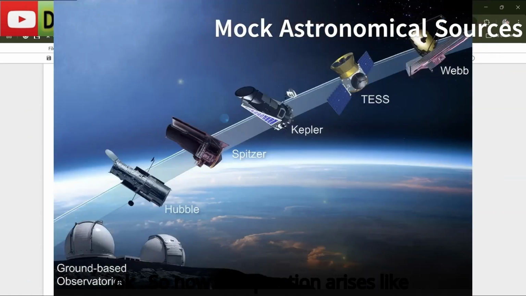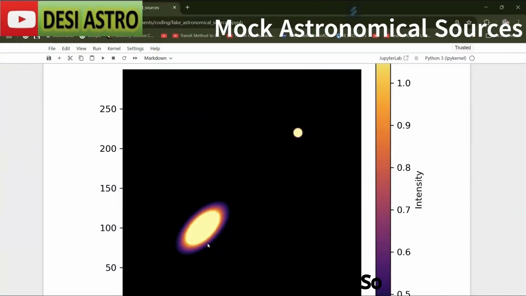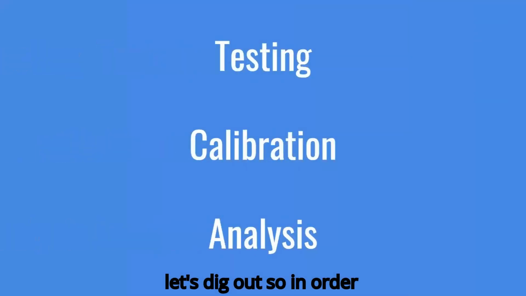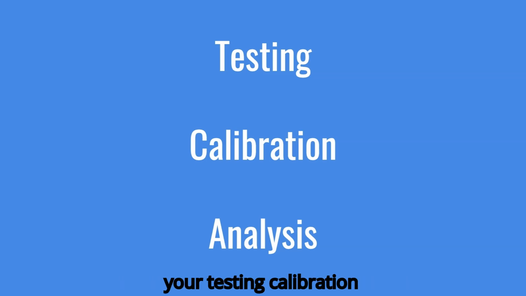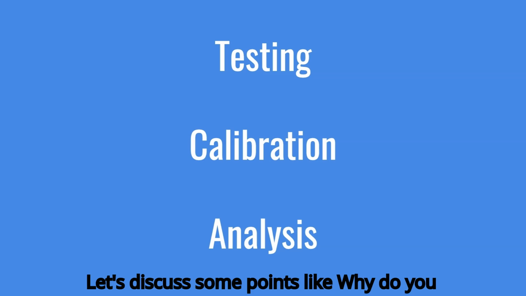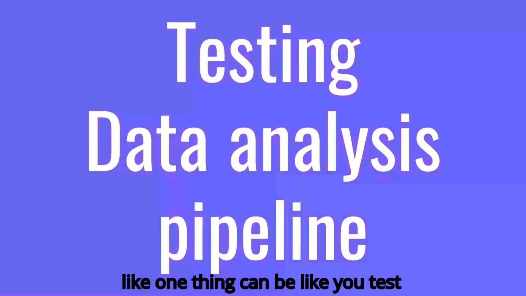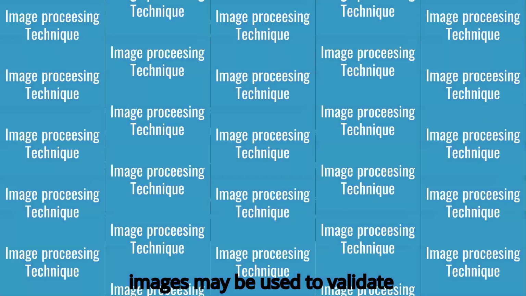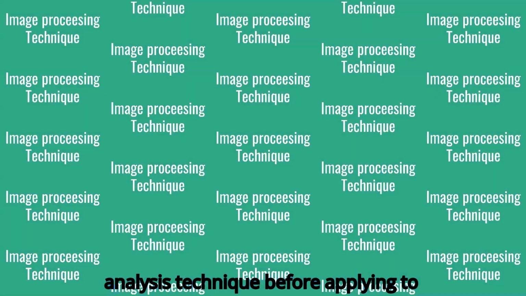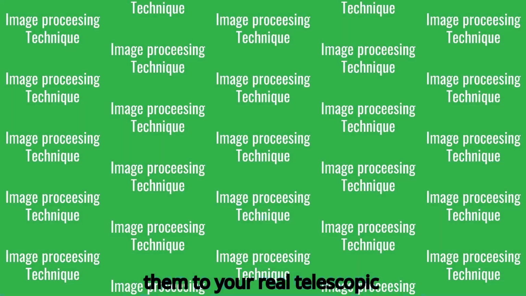Now the question arises: why do you need to create such fake images and how will they be helpful? Let's dig in. These images may be used for testing, calibration, and analysis of astronomical sources without relying on your actual telescope data. Let's discuss why you create astronomical images. One thing is that you can test your data analysis pipeline. These images may be used to validate image processing and data analysis techniques before applying them to your real telescope data.